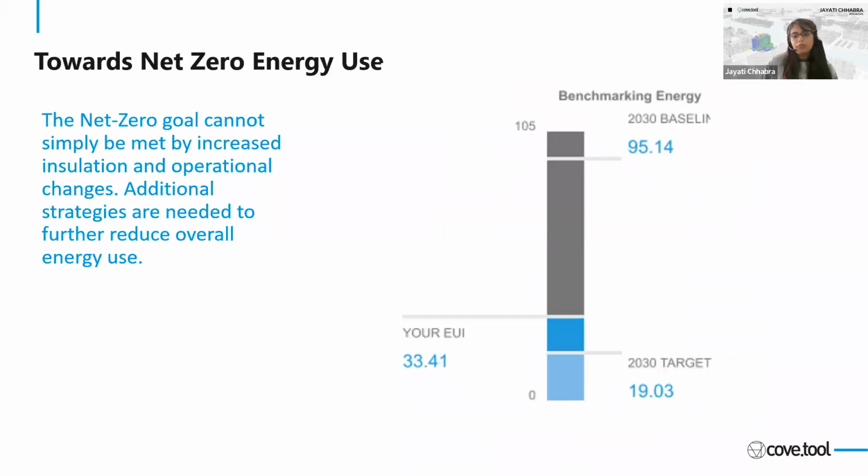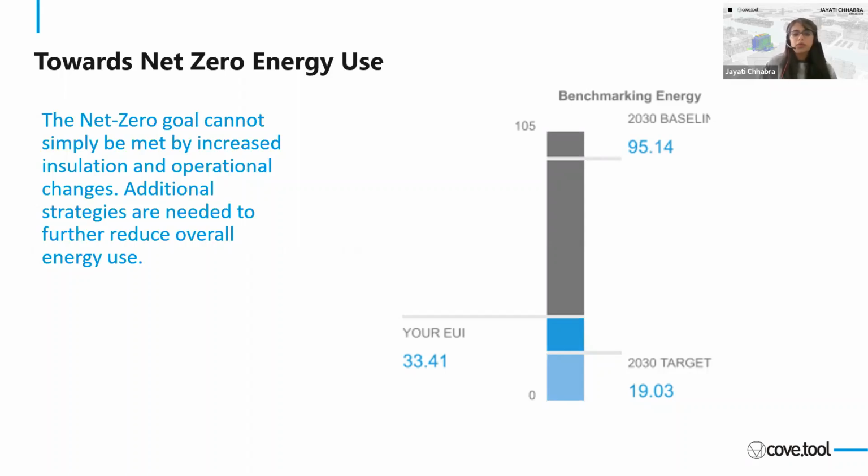So now, apart from manipulating single parameters, they also wanted to look at what they would need to go towards net zero. Here they were at 33.41 as compared to 19.03, which was the 2030 target. The 2030 target is usually an 80% reduction from the baseline average.